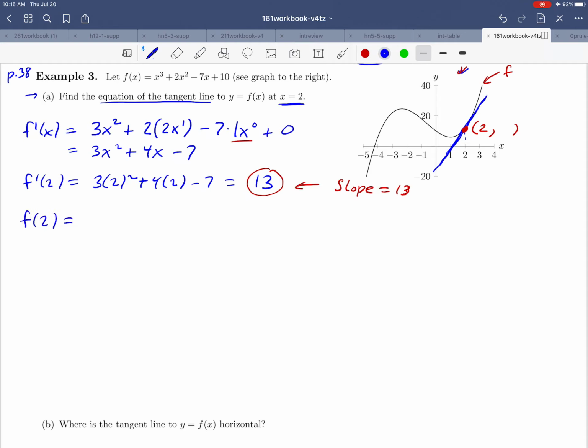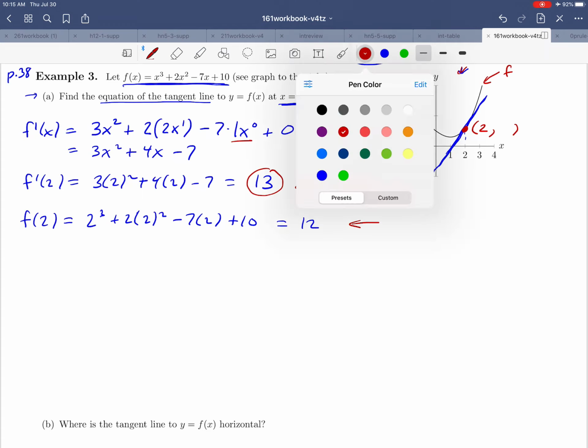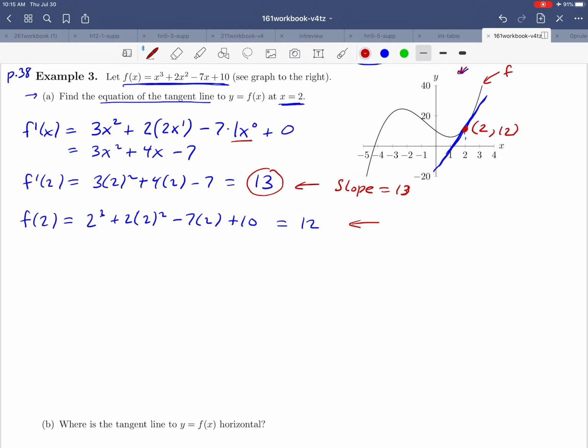Not the derivative, but the original function back at the beginning of the problem. So if we take 2 and substitute that in for all of our x's, that's what we're going to get: 2 cubed plus 2 times 2 squared minus 7 times 2 plus 10. If you do the arithmetic there, you're going to get 12. And what that tells us then is that the y-coordinate of that point has to be a 12.